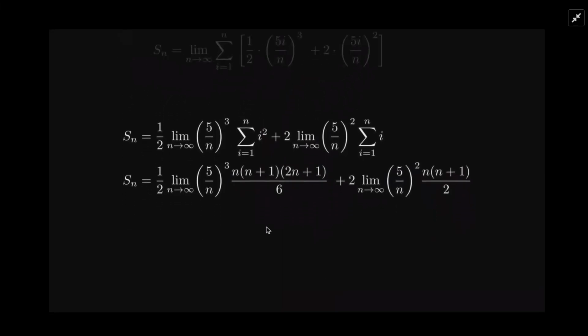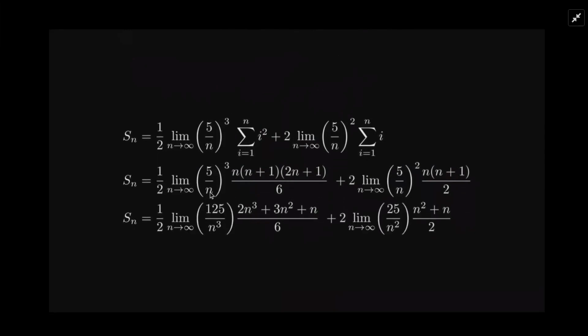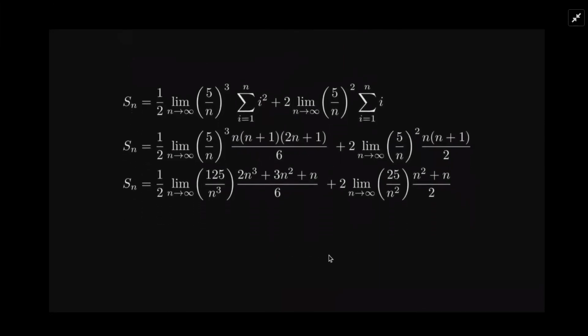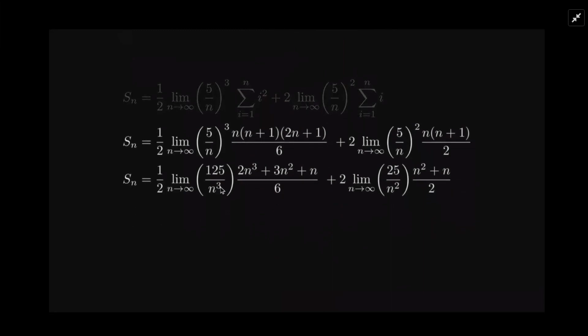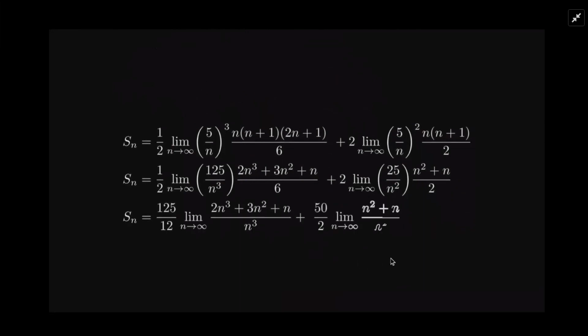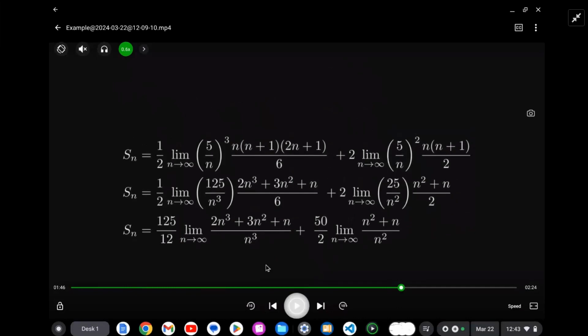All right, some more simplification. I'm going to multiply the brackets. Multiply this stuff out. So that's multiplying out the brackets and then shifting around these constants and then putting the n cubed in the denominator. It looks like that. Now we can think about the limit.